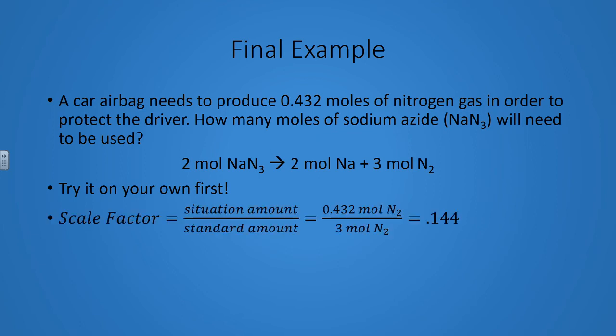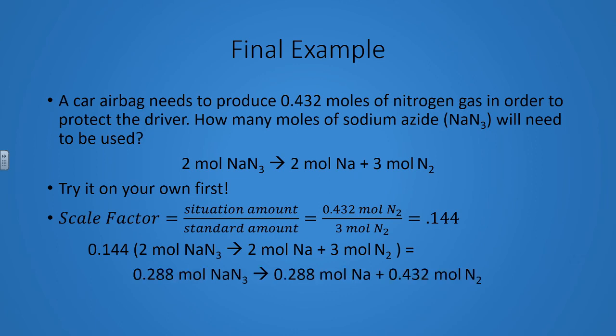Okay, I hope you were able to come up with the following scale factor. You have 0.432 moles of nitrogen as the situation amount. If you look back at the chemical equation, 3 moles of nitrogen is the standard amount, and that's going to give us a scale factor of 0.144. That scale factor can be applied to the entire equation, and as we distribute it through, we can see that we will need 0.288 moles of sodium azide, and that will produce 0.288 moles of sodium and the 0.432 moles of nitrogen that the situation called for.